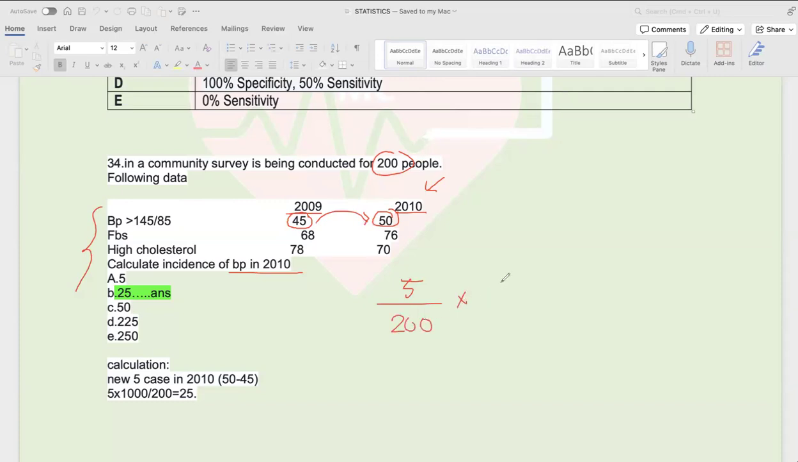And always remember that if they don't say per 1,000 in your question, incidence and prevalence is always measured per 1,000. So you do the math, 200, 200, 25, 25. So 25 is the incidence rate of hypertension in 2010. Okay, so out of 200 people, 5 people have got hypertension as a new case because they're asking about the incidence. And incidence means new case.